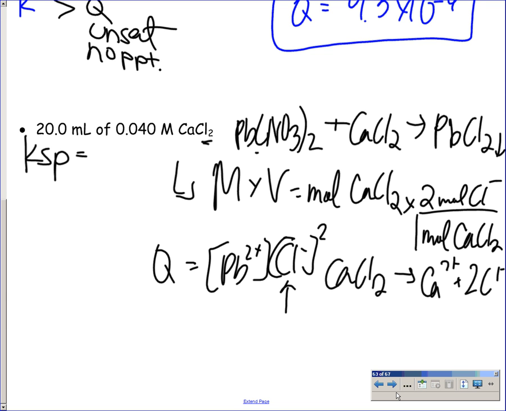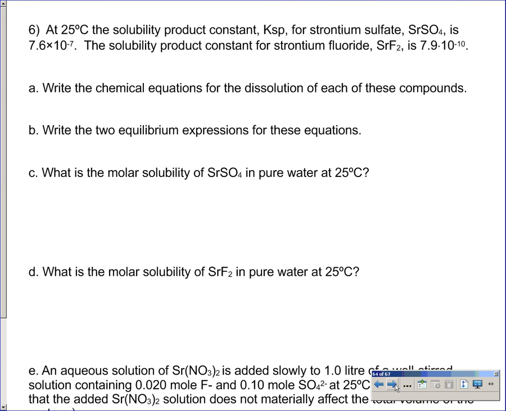Okay. Are you ready for number 6? Okay. So at 25 degrees, the solubility product constant KSP for strontium sulfate is 7.6 times 10 to the negative 7. The solubility product constant for strontium fluoride is 7.9 times 10 to the negative 10. So we have 2 different compounds. We're going to be comparing them and talking a little bit about their relative solubilities. Write the chemical equations for the dissociation of each of these compounds.